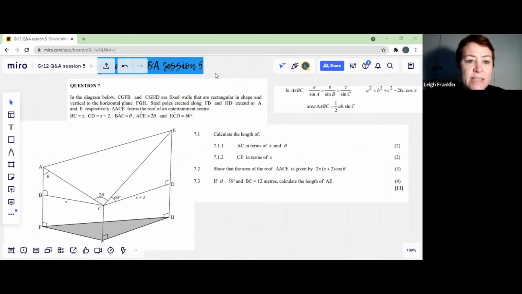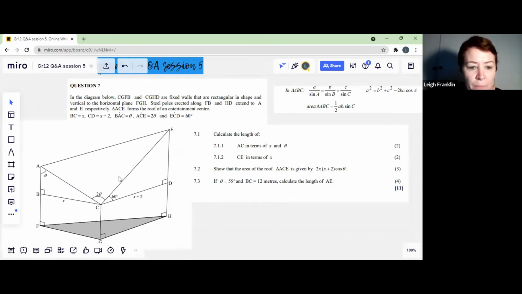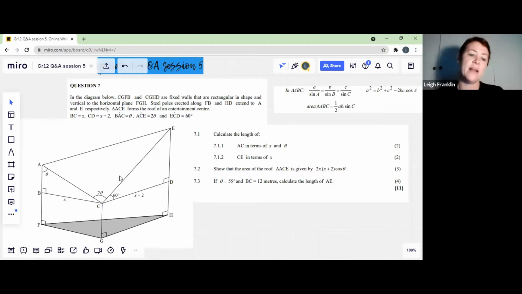They've said to us that CGFB and CGHD are the two rectangles. They are fixed walls, rectangular in shape, and they are vertical to the horizontal plane. The horizontal plane in this case, like in so many cases, is the shaded area. That's FCH. Sorry, that's not correct, it is FGH, and that has been shaded for you. So that's the horizontal plane.